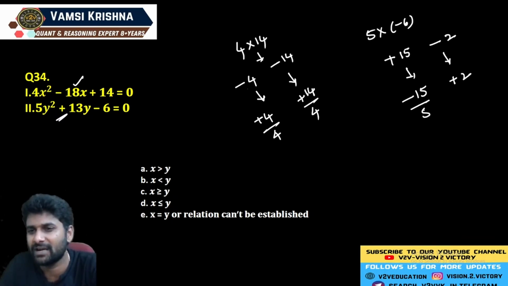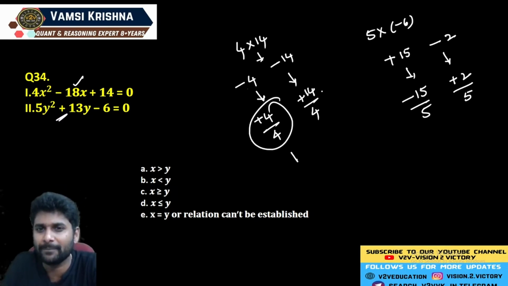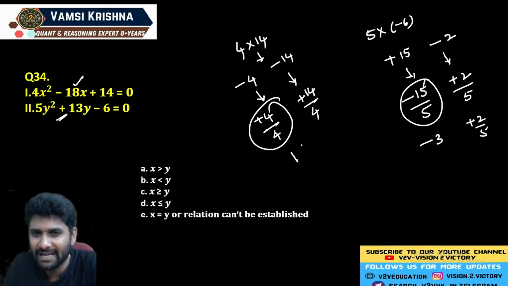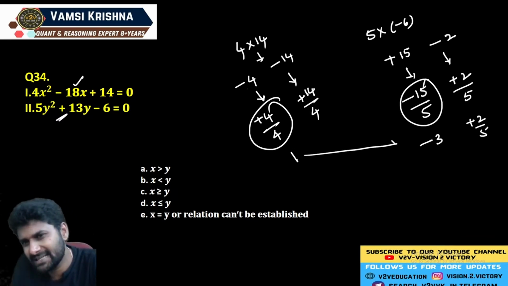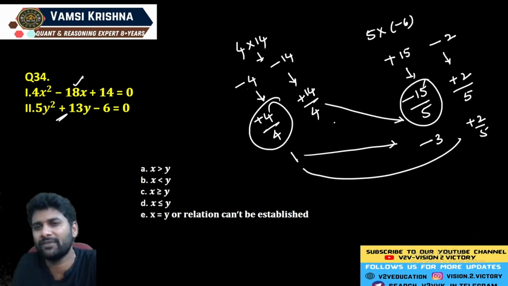We have 5 divided by 5 and divided by 5. Try to compare these values. It's a value of 1. It's 14 by 4. Again, it's a value of minus 3. It's plus 2 by 5. Guys, see, 1 is greater, definitely greater. It is also greater, yes. Now compare this way. 1 is always greater than 2 by 5.